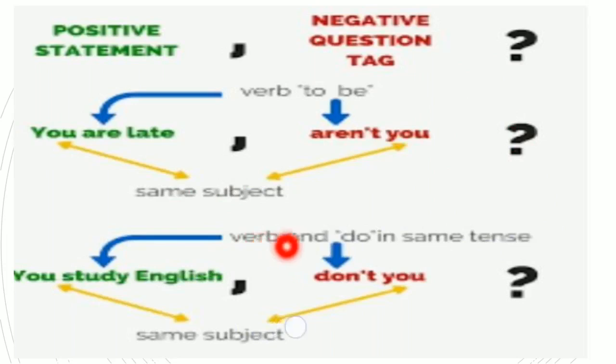Now, verb and do in the same tense. You study English, don't you? You're studying English. So for confirmation, don't you? Here do is not there, but it is understood that you're doing something. So you're studying English, so it will come: don't you? The subject remains the same as it is.